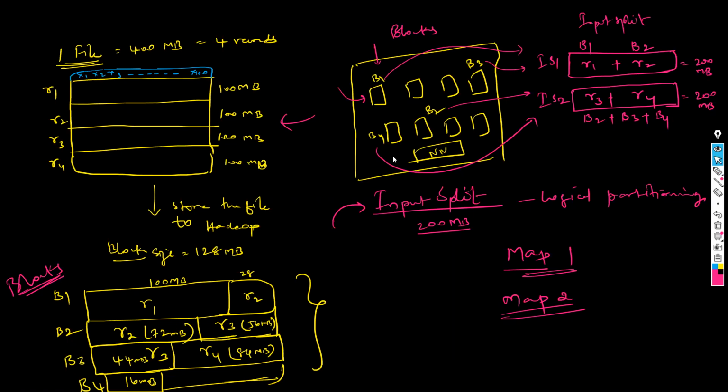Yes, Ashna. Sir, for example, here we have one file, right? The file is composed of 100 MB, so it's a total of 400 MB, right, sir? Yes. And then we follow the 128 MB rule. So for R1, we have the whole 100 MB, and R2, we have 28 MB. So from this, do we convert it to input split, or is this another partitioning?